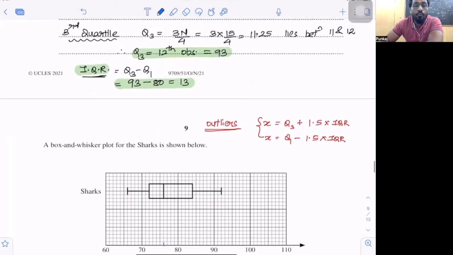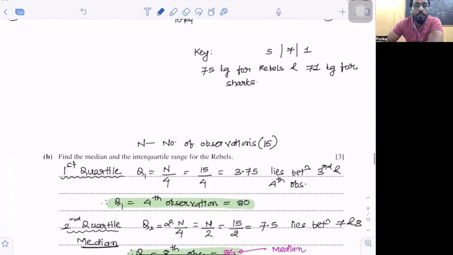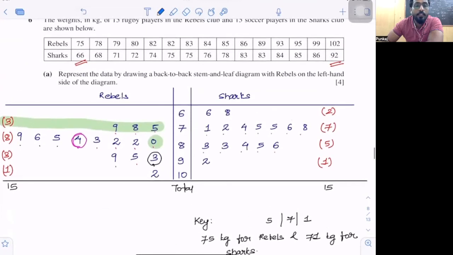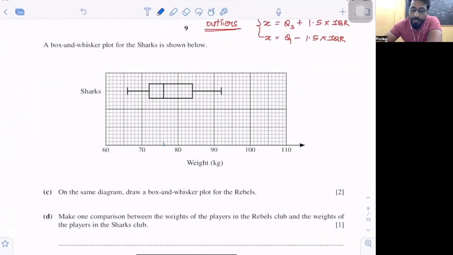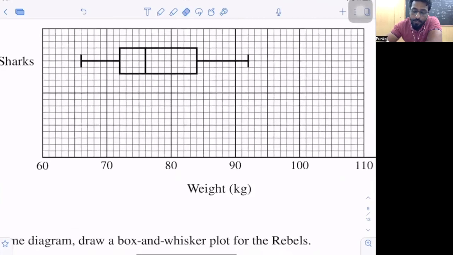Okay, so for the Rebels, what's the very first value? You can observe the very first value is 75 and the last value is 102. So 75 and 102. So 75 is going to be here. That's 75 students, right? Let's make a very proper diagram. That's 75, isn't it? And then 102. So you have 102 over here, right?